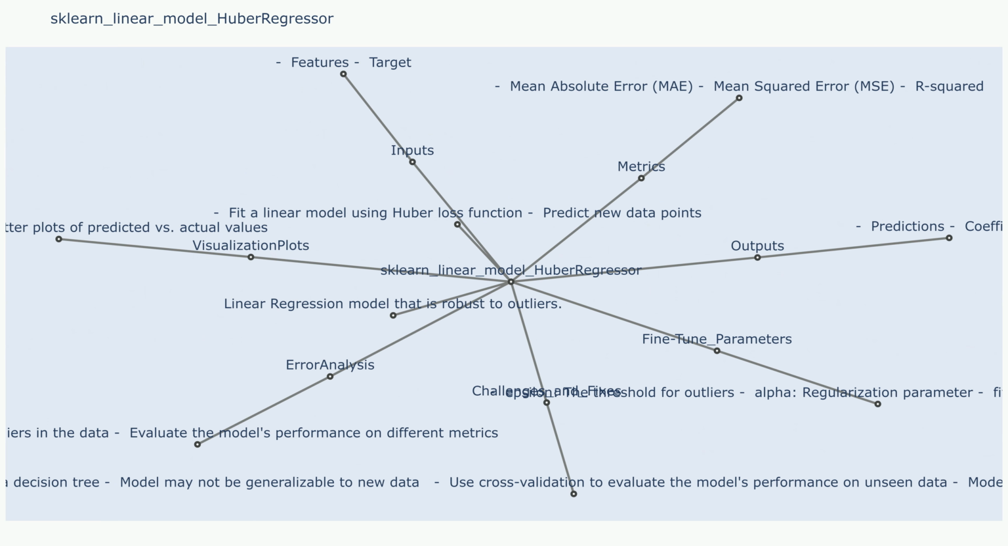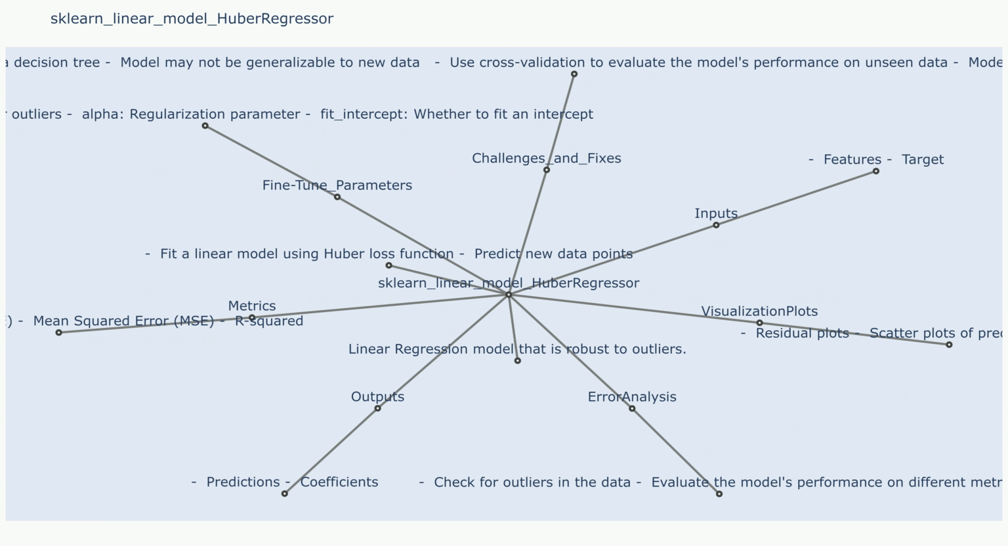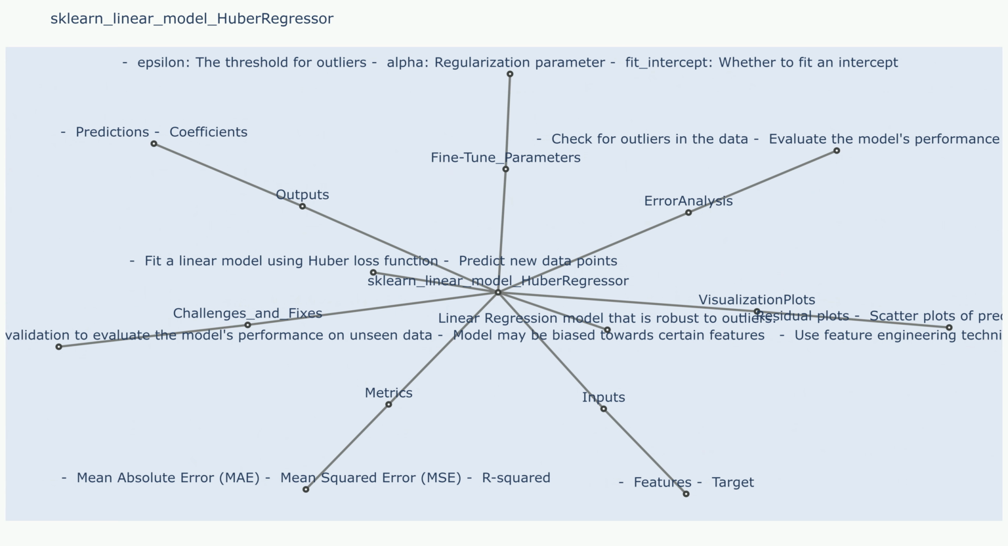Metrics: Mean squared error, MSE, the average squared difference between the predicted values and the true values. Mean absolute error, MAE, the average absolute difference between the predicted values and the true values.